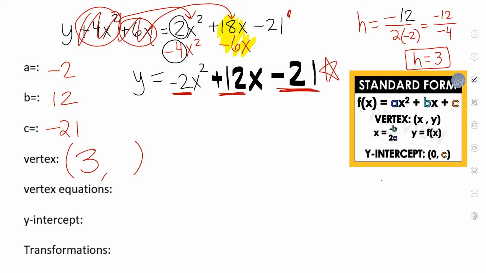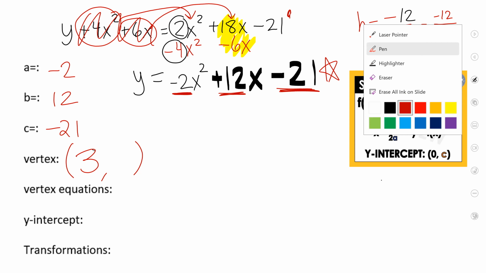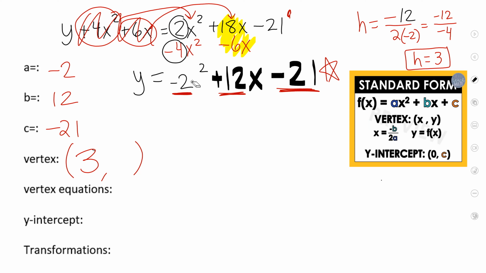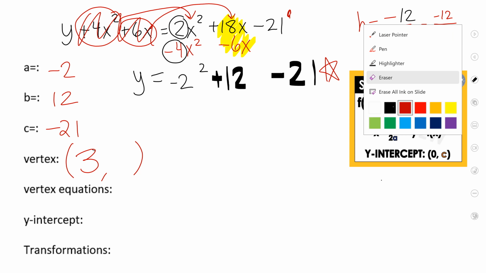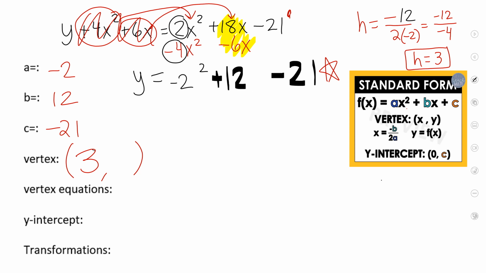So guys, look what I'm going to do. I'm going to erase this X. I'm going to erase this X. What do I put inside? 3. That's what we just found. So guys, put a 3 in right here and put a 3 in right here. There should be no more X's now. We replace them with the number 3.